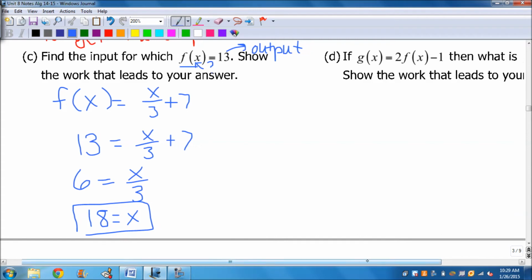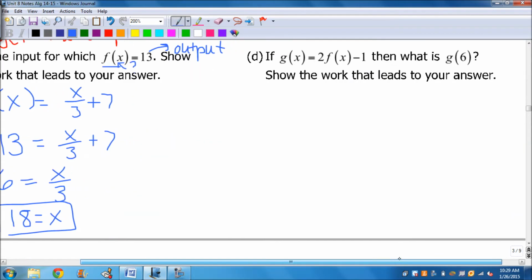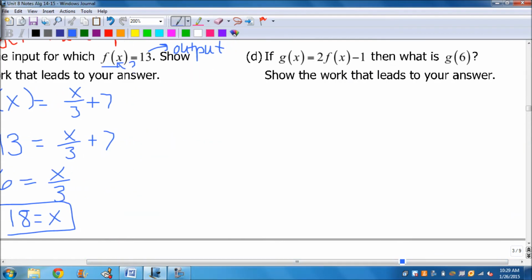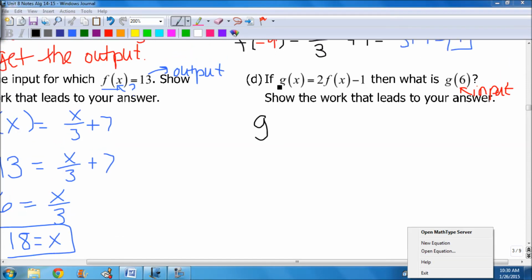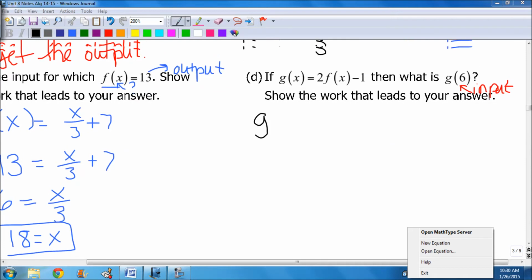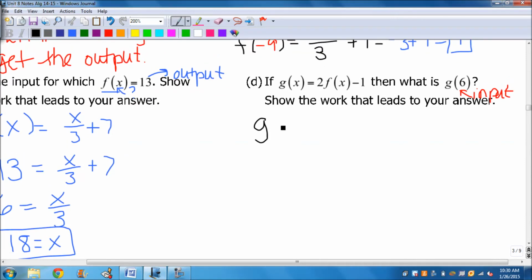Okay, now question D is really tricky. It says, if g of x is equal to 2 times f of x minus 1, then what is g of 6? So again, we know our input this time, and I want to figure out what my output is going to be, but this time we have double outputs. So let's plug in our information. We know that we want to figure out what g of 6 is. So every time I see an x, I'm going to replace it with a 6.